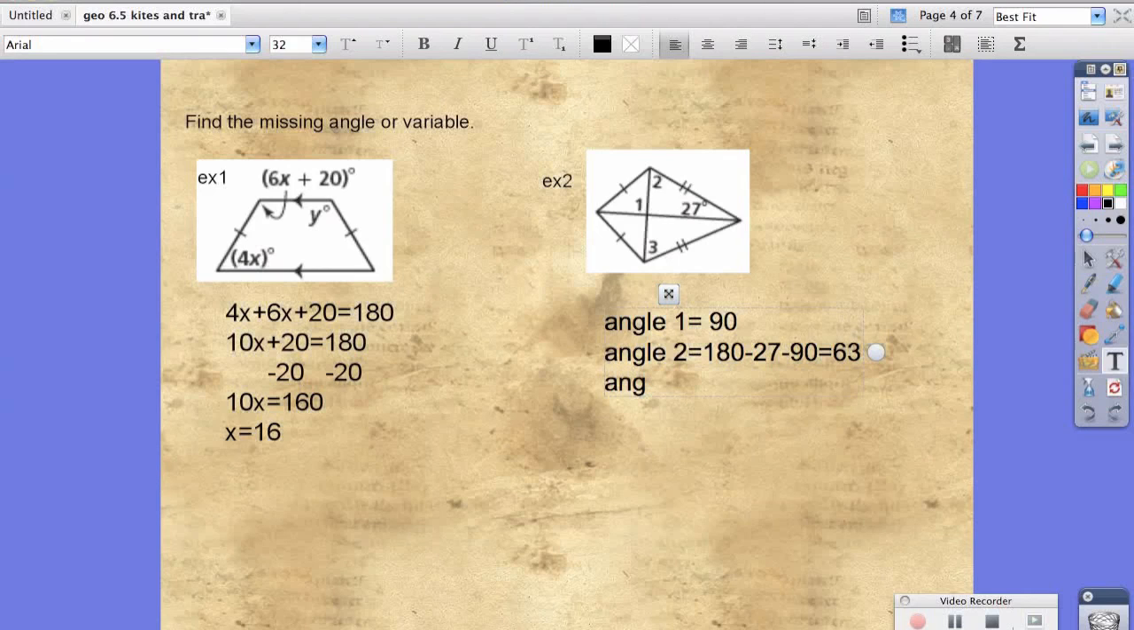And because angle 2 is 63 degrees, we know that angle 3 should also be the same because the diagonals of that bisect each other. Therefore, angle 3 is also 63 degrees.